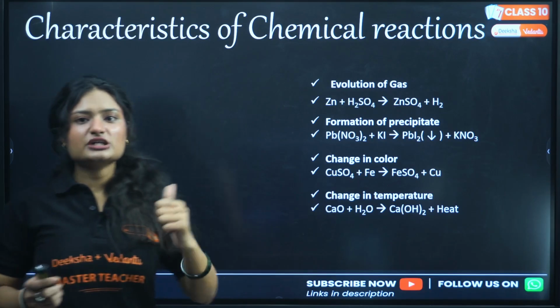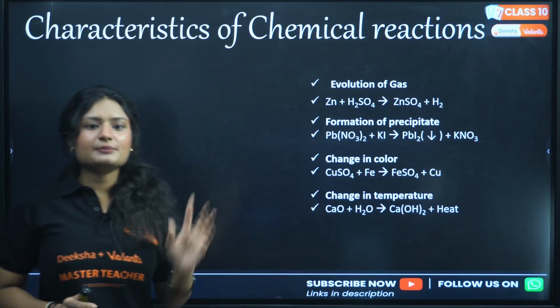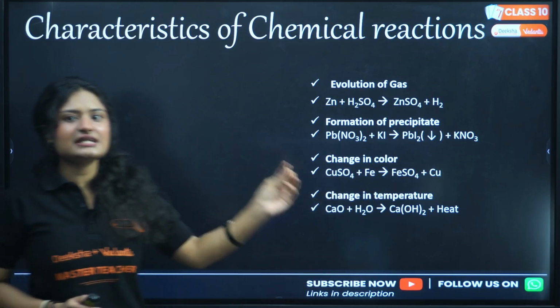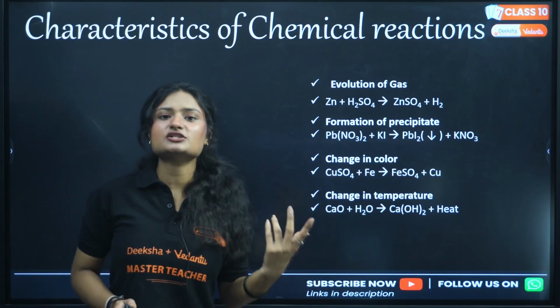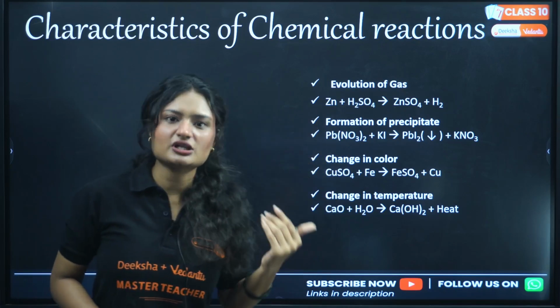The next one is change in temperature. For example, in this reaction, calcium oxide, which is quicklime, combines with water and we get slaked lime. Quicklime is giving slaked lime and lots of heat is released. So there is a change in temperature, an increase in temperature.